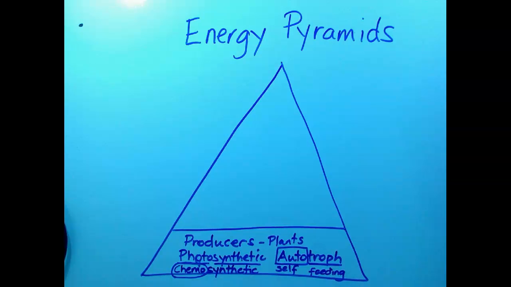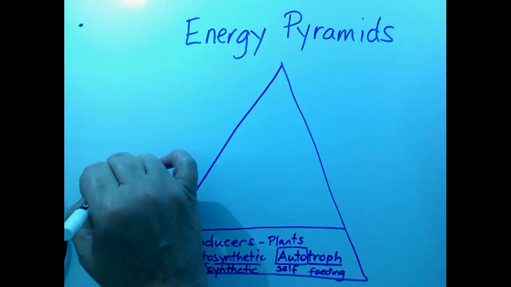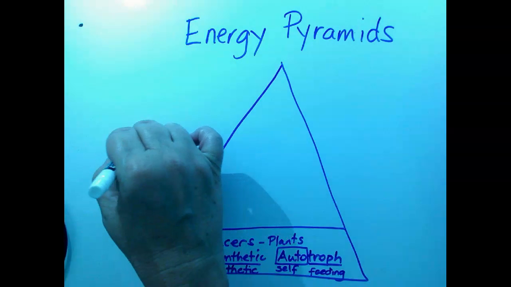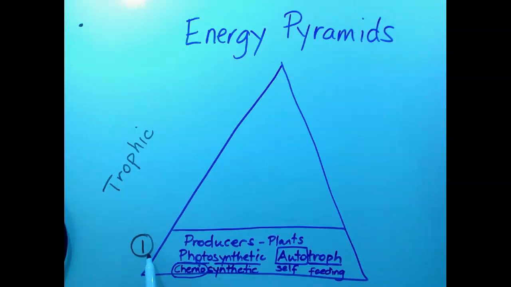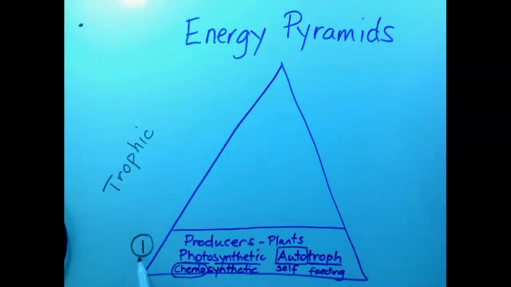The next thing that you have to know is that in this energy pyramid, this is called level 1, okay? And these levels along the side here are called trophic levels, and that's the level of feeding. So the trophic level here is level 1. This is one thing students mistake all the time. They start at the top and say this is level 1, but it's not. It's the bottom that's level 1.